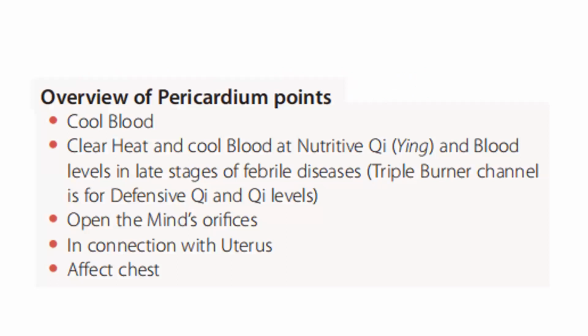Overview of pericardium points. They invigorate blood, clear heat, and cool blood at the nutritive qi and blood level in late stages of febrile diseases. The triple burner channel is for defensive qi and qi levels. Open the mind's orifices, in connection with the uterus, and affect the chest.